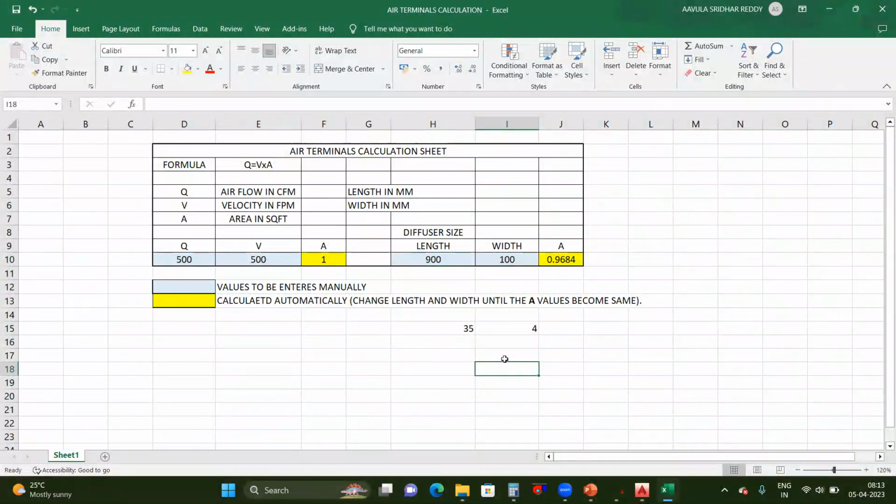Okay. So same thing. If you are doing it for a rectangular diffuser, we can calculate it. Like rectangular means we need to assume some height, and the width and length should be increased. Square means the same sizes we need to update.